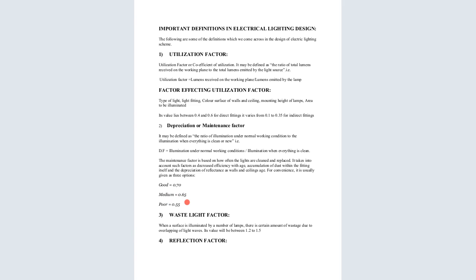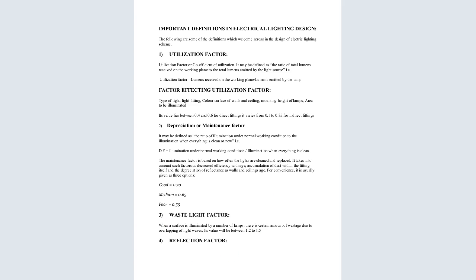So in your examination, you might be asked to calculate the utilization factor, or even calculate the depreciation factor, or you can be given these factors and told to calculate the illumination. So you'll need to understand all of them. And then we have the waste light factor. When a surface is illuminated by a number of lamps, there is a certain amount of wastage due to overlapping of light waves, and this value will be between 1.2 to 1.5. That is called the waste light factor.